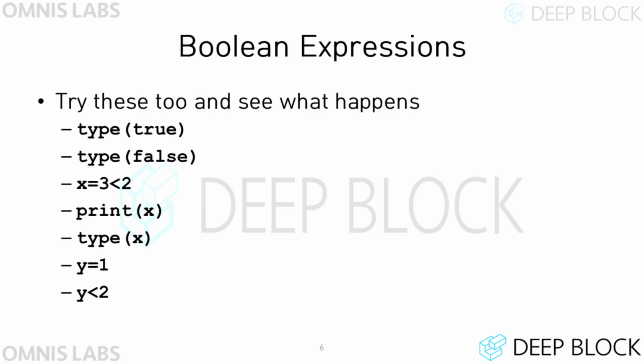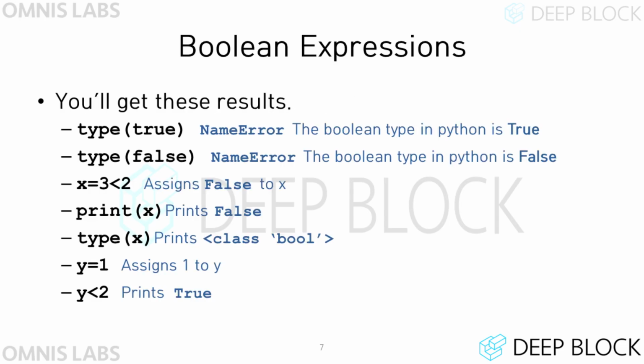Pause the video and try typing the code in the slides into the Python prompt to see what is printed on the screen. Do you get the same result as displayed on the slide? First, type(true) and type(false) will raise an error. This is because lowercase true and false are not values of type bool in Python.